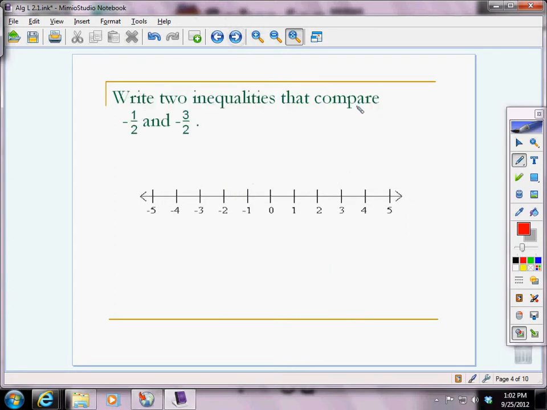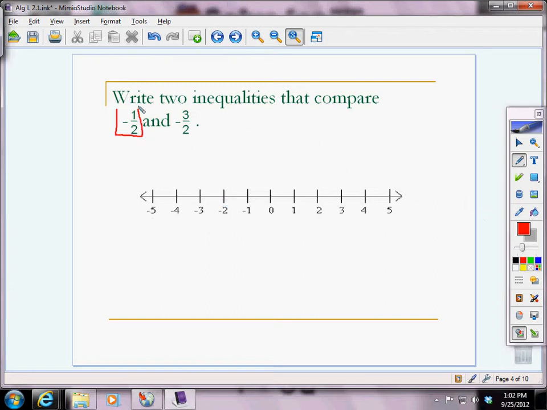Another question you might come across when you're doing your work in class would say, write two inequalities that compare -1/2 and -3/2. Sometimes it's really helpful to use a number line. I picture number lines a lot in my head when I'm doing problems like this, just to help keep it straight, especially when dealing with negatives.